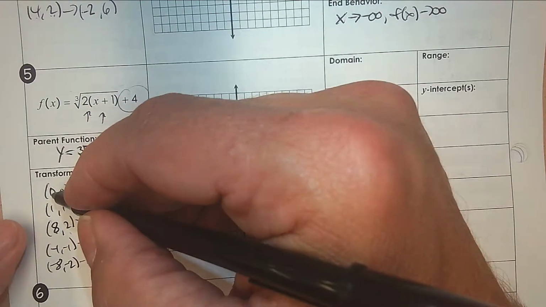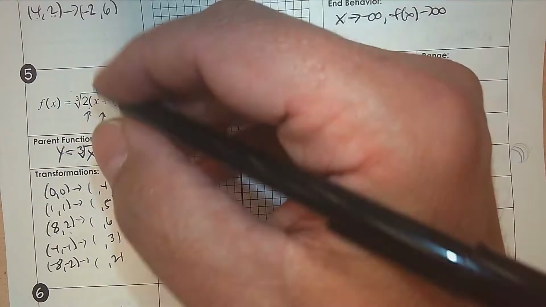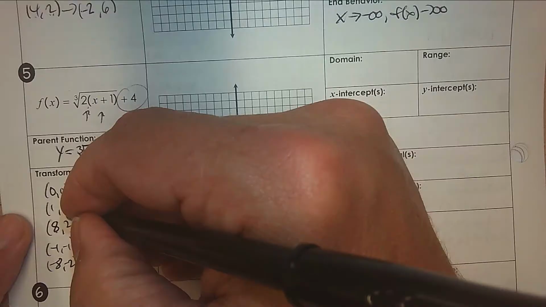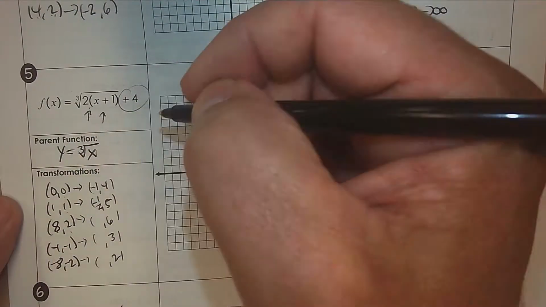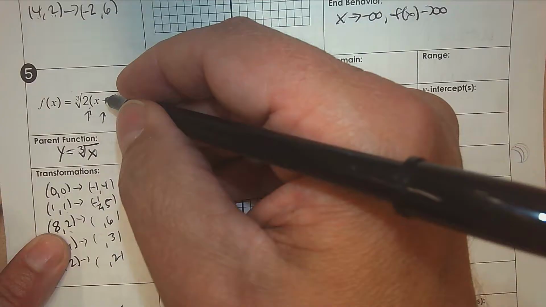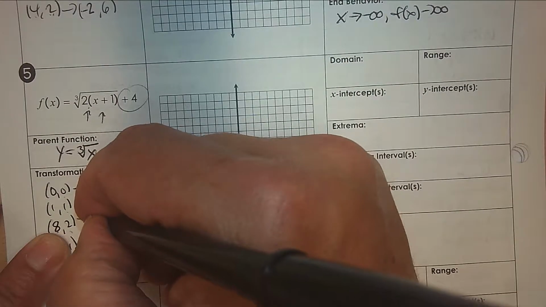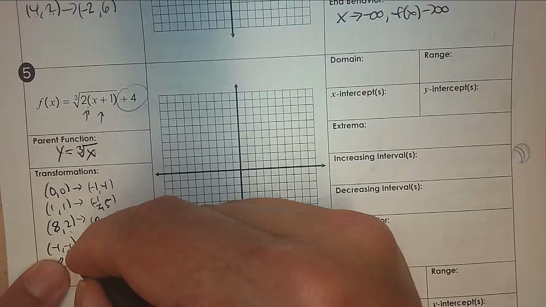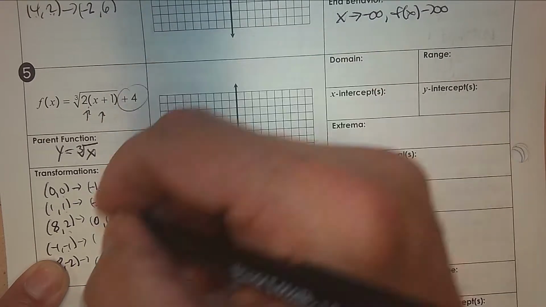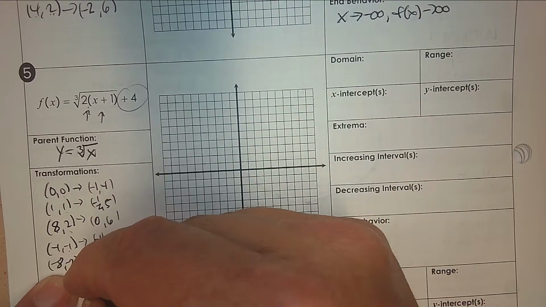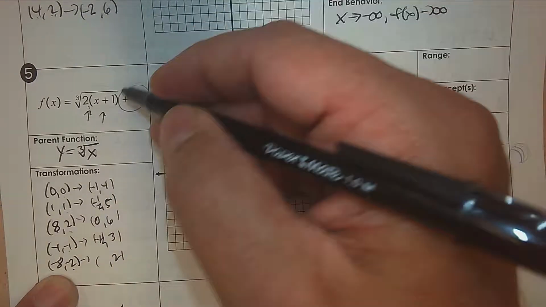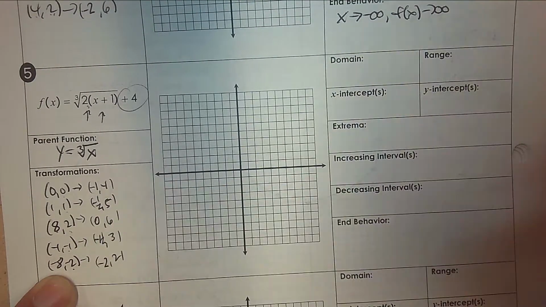So 0 divided by 2 is 0 and then subtract 1. 1 divided by 2 is a half and subtract 1 is negative a half. 2 divided by 2 is 1 and subtract 1 is 0. Negative 1 divided by 2 is negative a half, subtract 1 is negative 1 and a half. And then negative 2 divided by 2 is negative 1, subtract 1 is negative 2. So we have points to plot.